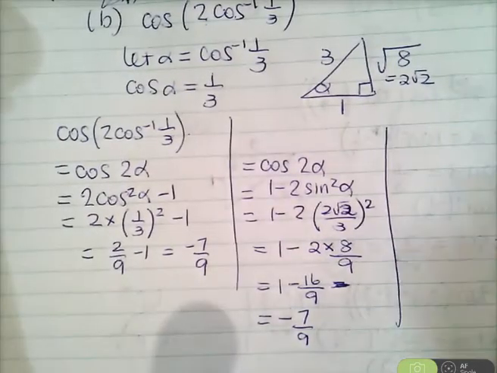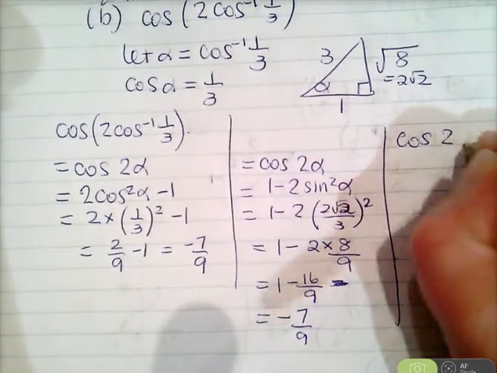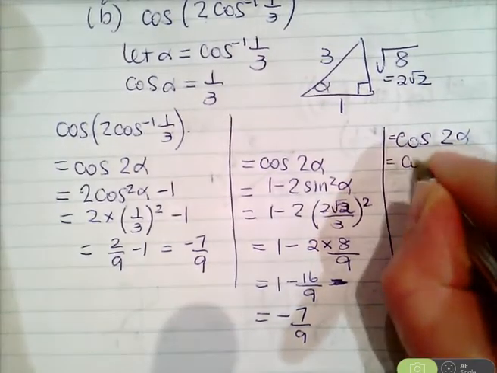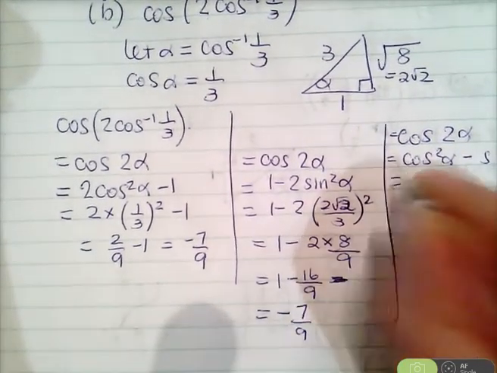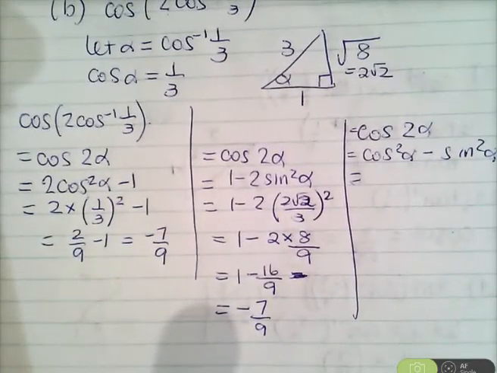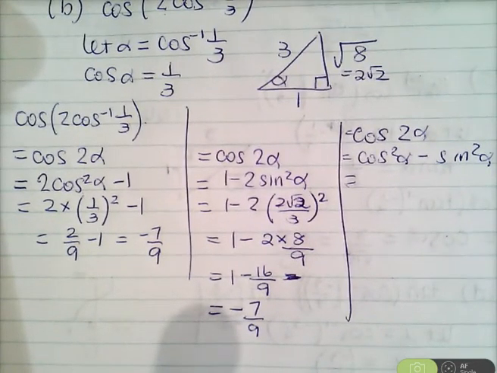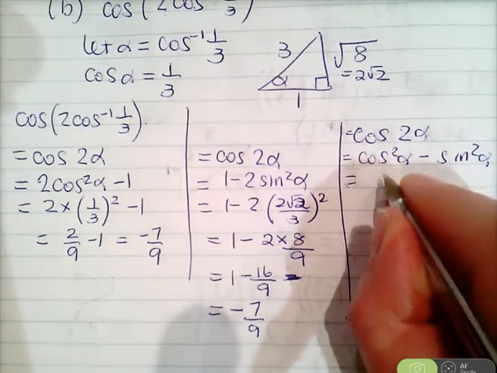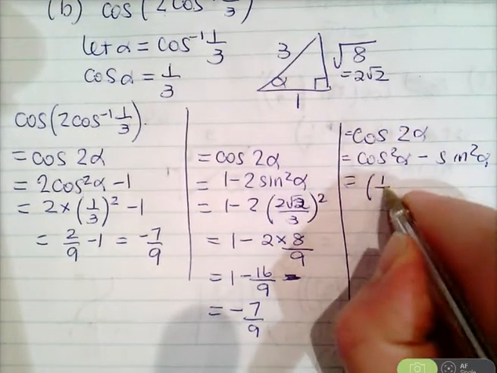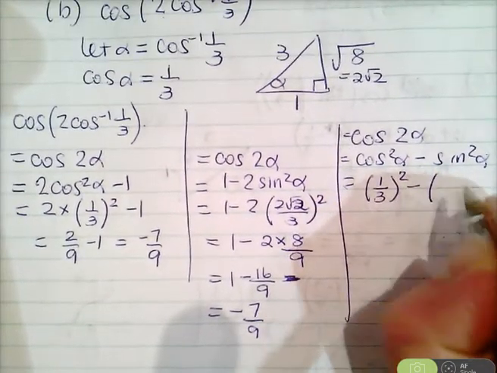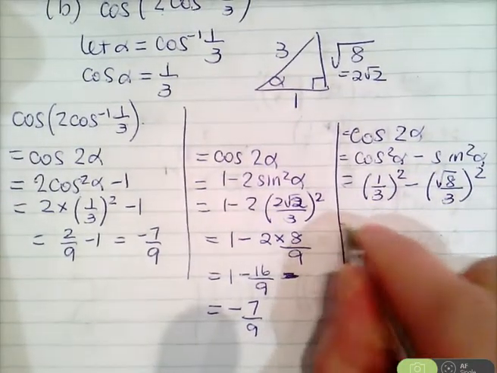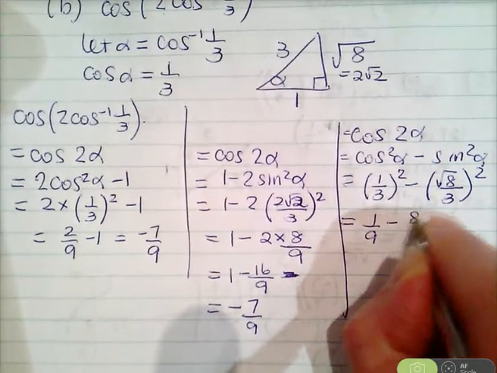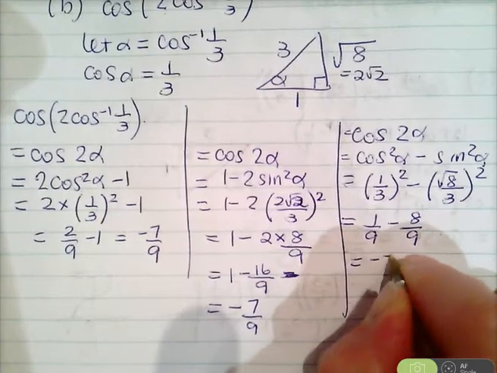And I could have also done it this other way, cos of 2 alpha, which is cos squared alpha minus sine squared alpha. You wouldn't normally do it this way, but it just shows, remember, there are 3 double angle results for cos of 2 alpha, or cos 2 theta. I could have used any of them. Cos squared alpha would be, we know cos alpha is 1/3, 1/3 squared minus sine squared alpha, this time I'll use the √8 on 3 squared. I should get the same result again. That's 1/9 minus 8/9, which we know is -7/9.